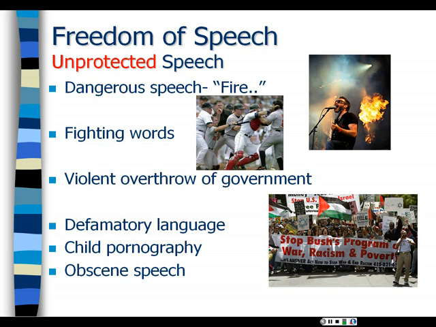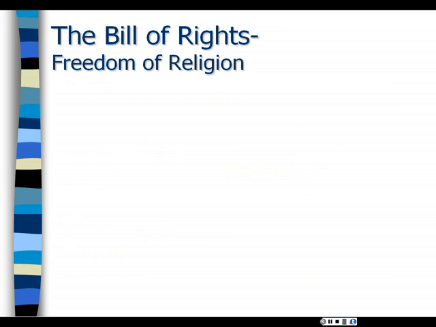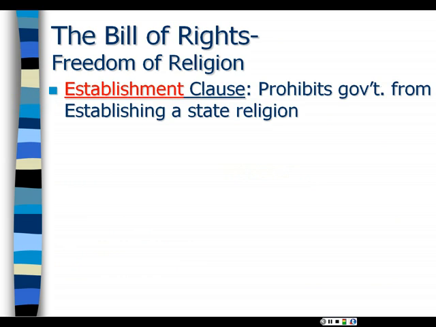Okay, so the First Amendment deals with freedom of speech and freedom of expression. That's one half of it. The other part of the First Amendment deals with religion, and there are two aspects of religion that are addressed. One deals with the Establishment Clause, which basically says that government isn't supposed to establish or promote a religion in any way.